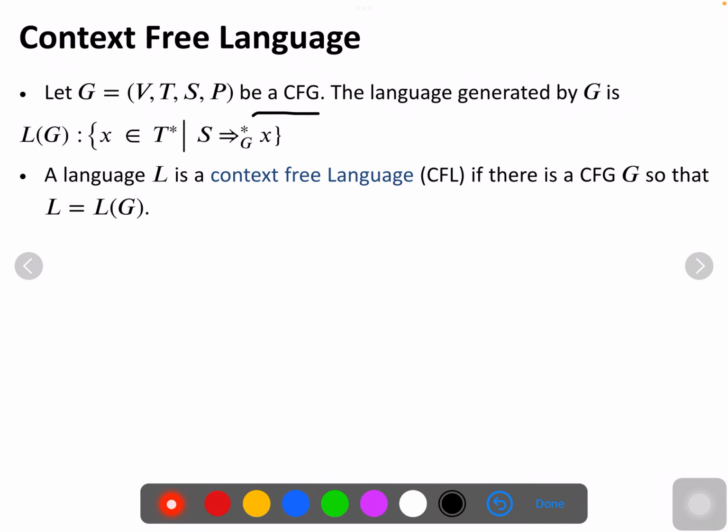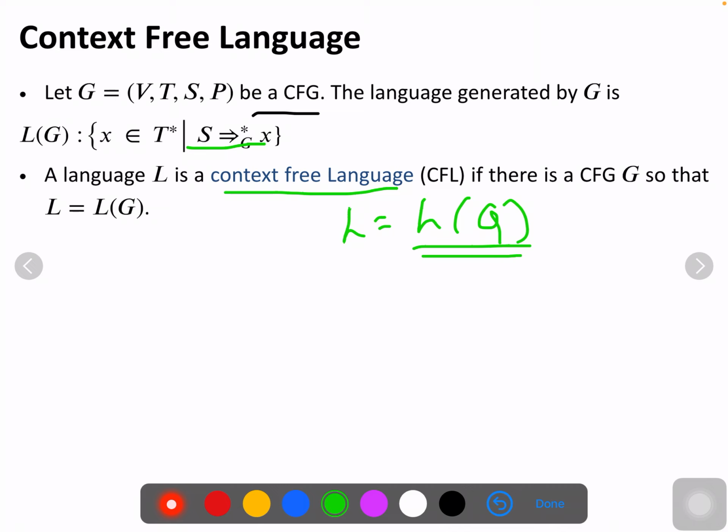Then the language generated by G, L(G), is the set of x belonging to T star, where T is the set of terminals, so x is a string of terminals, such that S derives x. A language L is a context-free language, CFL, if there is a CFG such that L = L(G).